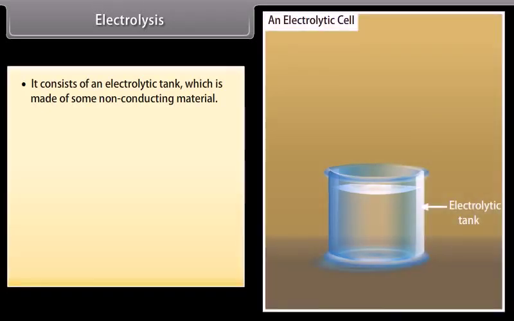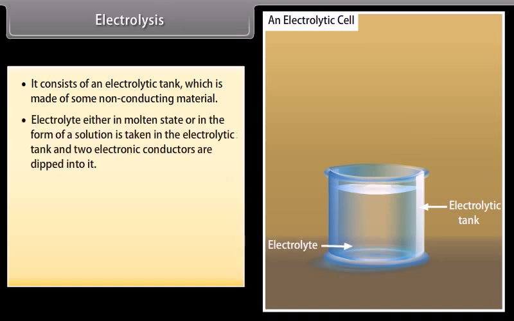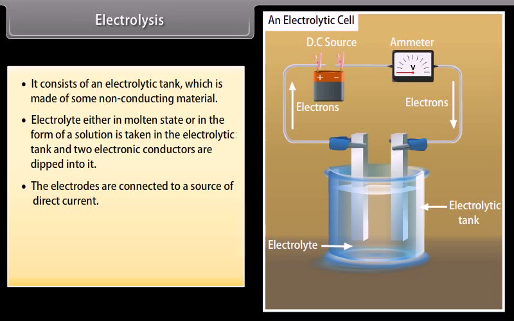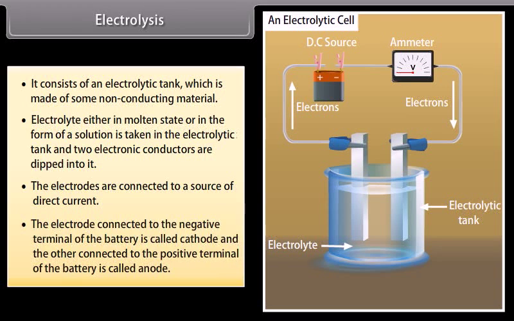It consists of an electrolytic tank, which is made of some non-conducting material. Electrolyte, either in molten state or in the form of a solution, is taken in the electrolytic tank and two electronic conductors are dipped into it. The electrodes are connected to a source of direct current. The electrode connected to the negative terminal of the battery is called the cathode, and the other connected to the positive terminal of the battery is called the anode.